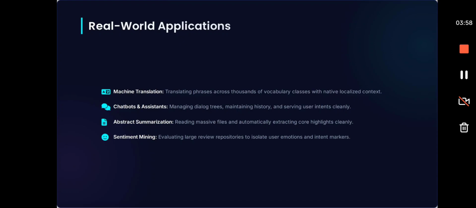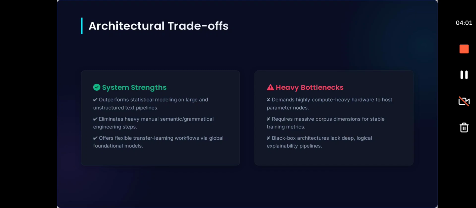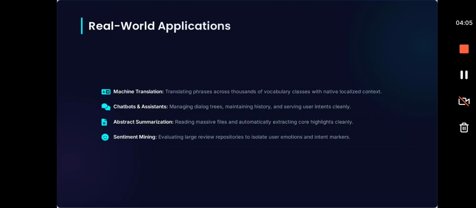Having understood the technology, let us now examine the real-world applications. NLP with deep learning has a wide range of real-world applications: machine translation, chatbots and virtual assistants, text summarization, and sentiment analysis.